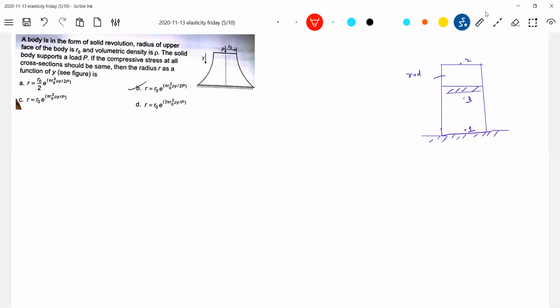Because at 1 we can see the total weight of the object. At 3, what will happen? Only the weight belonging to the upper part. At 2, nobody is there to press it. So what is the stress at 2? Zero. Stress at 1 is equal to weight by area, pi r square. Stress at 3 is equal to lambda y g by pi r square. What is lambda? Lambda is m by L.